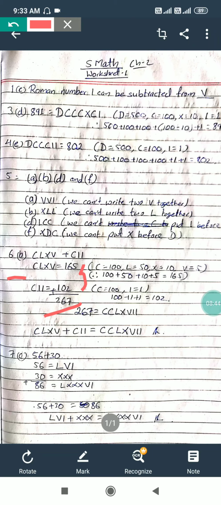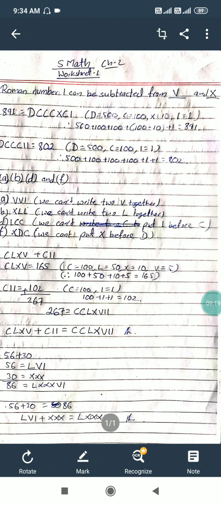So what is this asking? 56. I have done 7C for you. 56 plus 30. We know 56 plus 30 equals 86. And 86 could be written as LXXXVI. Because L equals 50, X equals 10, X equals 10, X equals 10, V equals 5 and I equals 1. So 50 plus 10 plus 10 plus 10 plus 5 plus 1 equals 86. So we can write 86 as LXXXVI.